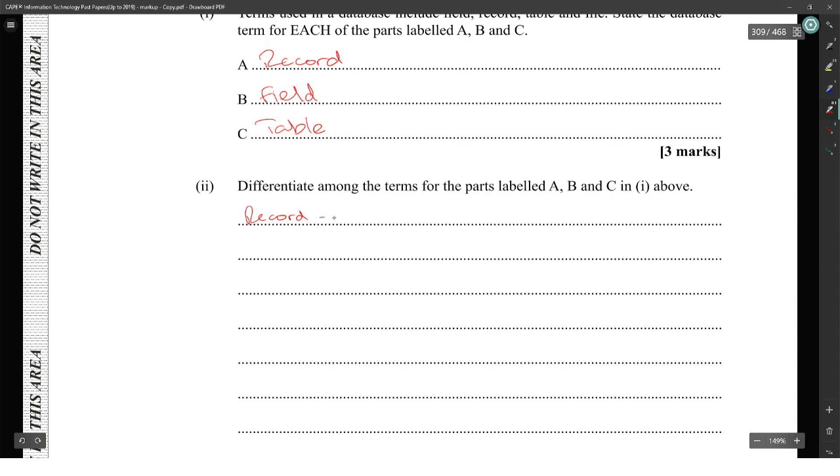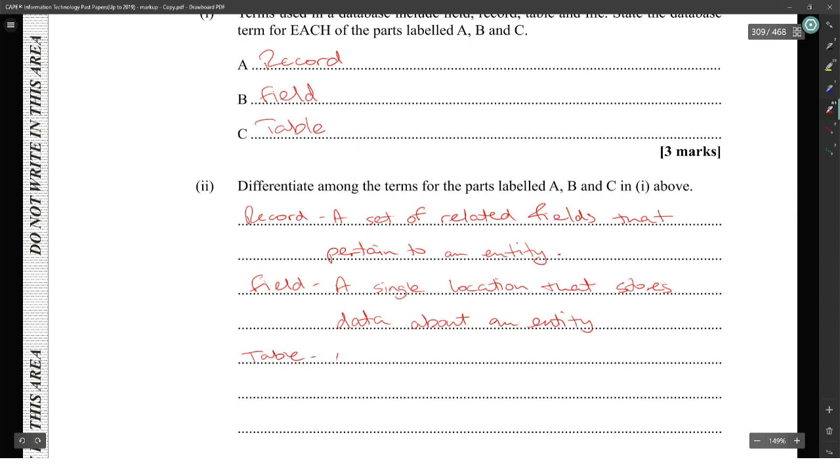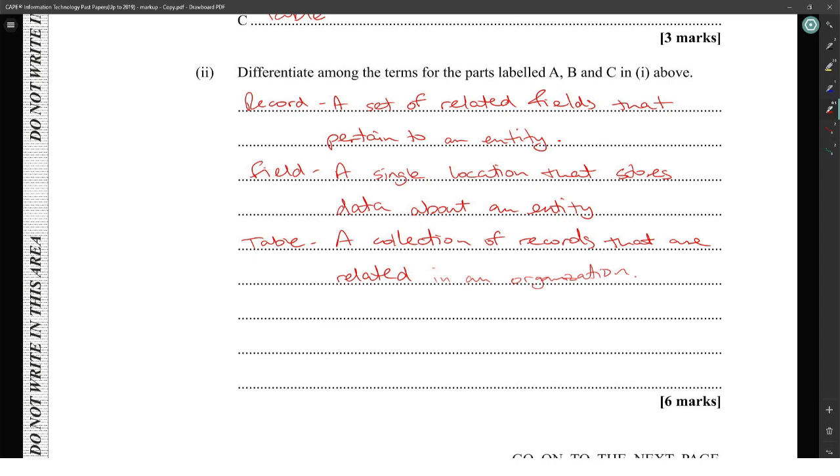Okay. A record is a set of related data about an entity. A field is a single location that stores data about an entity. A table is a collection of records that are related. Let's put it as related in an organization. I'm not too sure I'd get the 2 marks for that table part, but they have records that are related to an organization, like a hospital or a school or something like that. A bunch of records. Yeah.